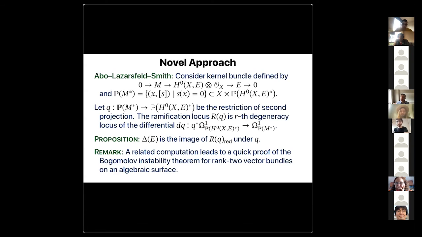Hi, I have a probably not so related question, but is there any relation between these nice vector bundles where the discriminant is nice and, I don't know, ACM bundles or Ulrich bundles? Yeah, none that I know of. Not that I know of. Okay, thank you.